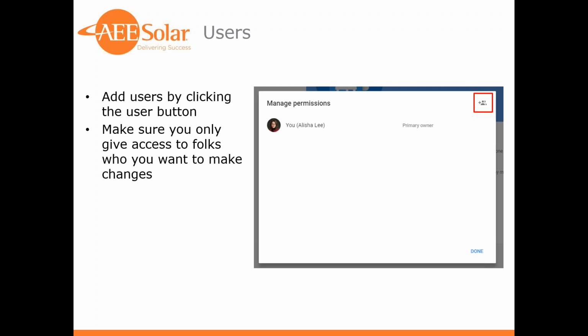So you would click that little person icon in the top right-hand corner that's in red, and then you could go ahead and add in additional users. Again, they have to have a Gmail account in order to have access to it.